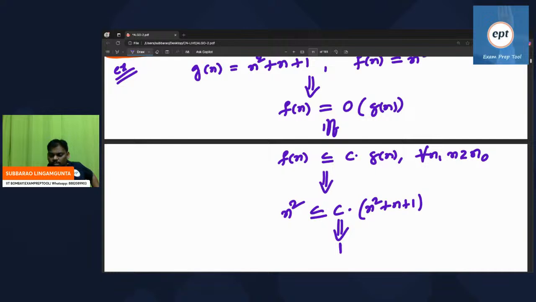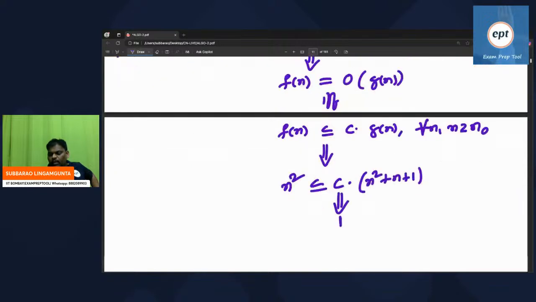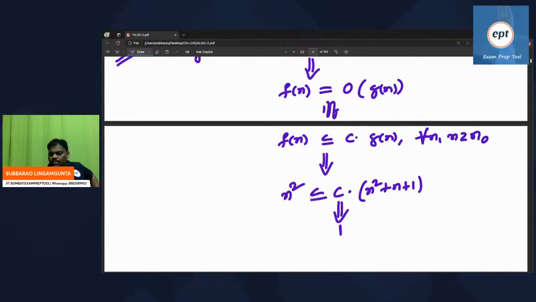But remember, C should be greater than 0. Greater than 0, you can take anything, so I can take 1 also. Big O notation is saying that the right should be greater. Please try to understand. The right should be greater, and it is already greater.